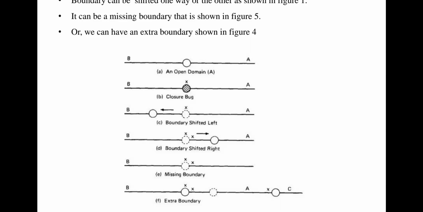See in figure C, the boundary is shifted to the left. See, actually the boundary has to be in this position, but it is shifted to the left. That is called a shifted left boundary. Like shifted right, the boundary is shifted to the right. Again missing, actually the boundary has to be there, but it has been missed. Extra boundary, so an extra boundary is represented. This is the representation of the closures.